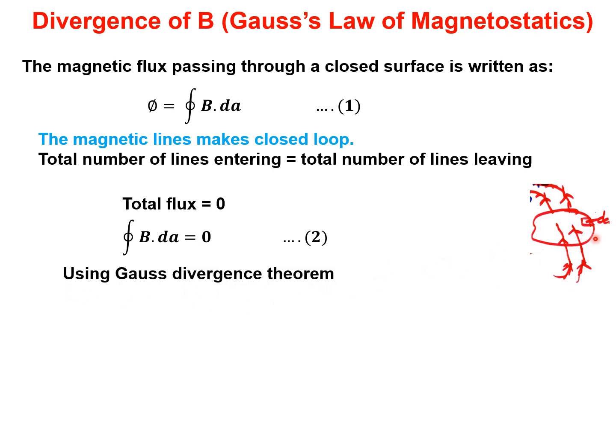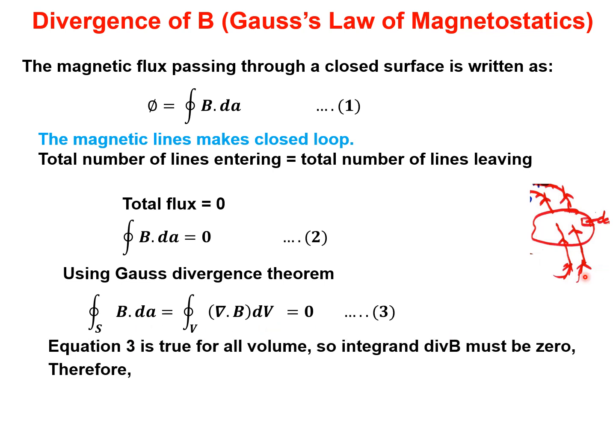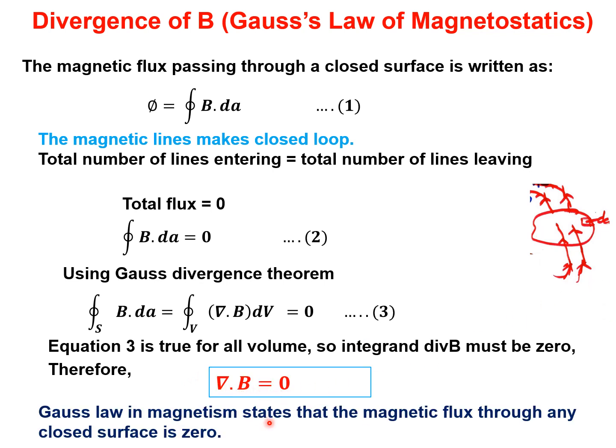So the closed integral of B dot dA equals 0, and using the Gauss divergence theorem we can write the surface integral as a volume integral, but B changes to the divergence of B, or del dot B, and dA is changed to dV. So in equation 3, this equation is true for all volumes, so del dot B should be 0. That's why del dot B equal to 0 is known as the Gauss law of magnetism, and it states that the magnetic flux through any closed surface is always 0.